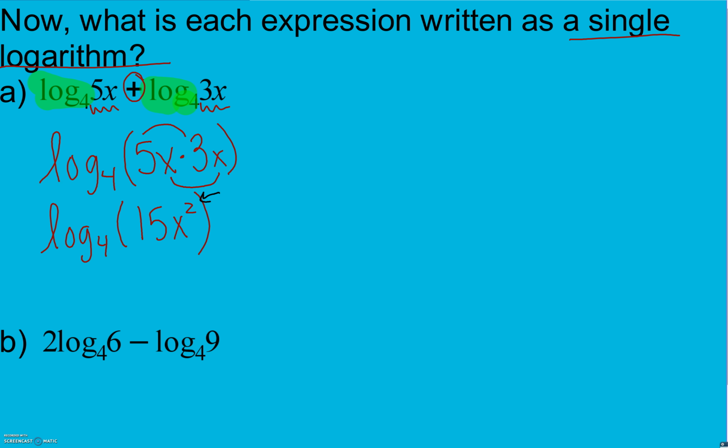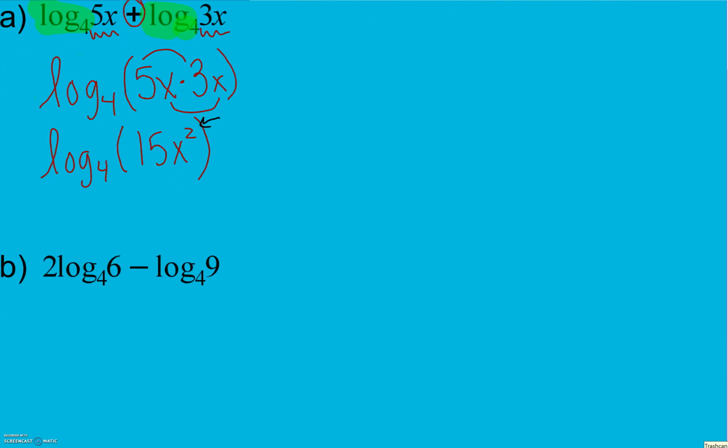Second one here. Again, before we can combine these into one, we have got to have it so it's just log base 4. We can't have any coefficients anymore. They have to be the exact same base. So I'm going to go here with log base 4 of 6 squared minus log base 4 of 9. We know what 6 squared is. Log base 4 of 6 squared is 36 minus log base 4 of 9.